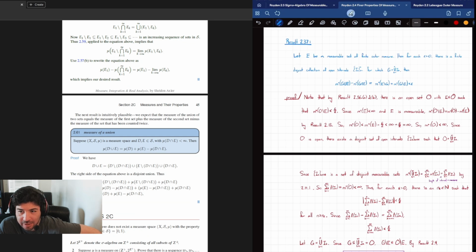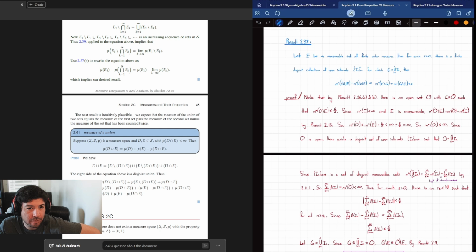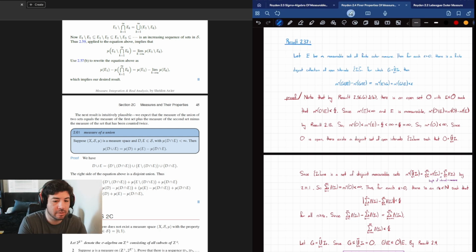Let's see, it is this one. It's this book. Oh, I shouldn't even link this. If you want to buy the book, it's here, or you can go on the Springer website. You can probably buy it for cheaper there.